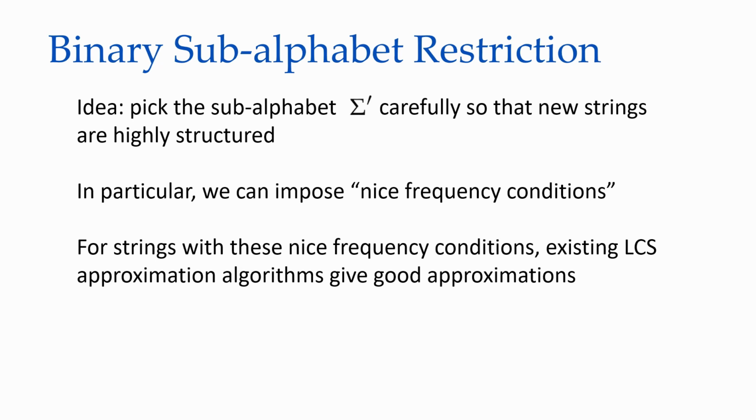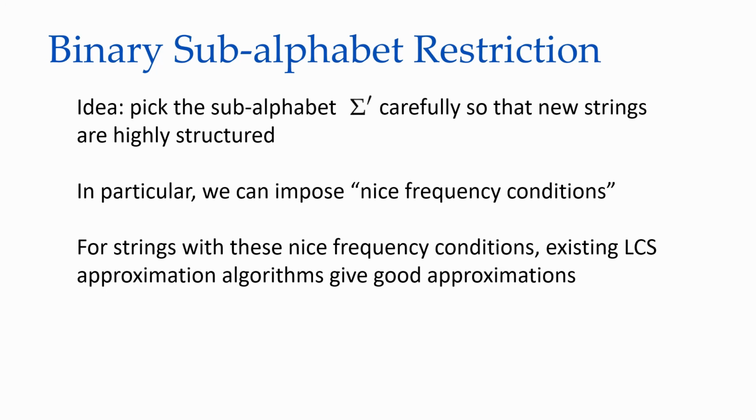We can then combine this idea with the idea of picking this binary sub-alphabet very carefully instead of just arbitrarily, so that the new restricted strings x and y have some very nice structure. In particular, it turns out that we can force x and y to satisfy some rather strict frequency conditions, and leveraging these frequency conditions with the ideas of the string partitioning method of Rubinstein and Song's previous algorithm lets us get a better than half approximation for the LCS of x and y.